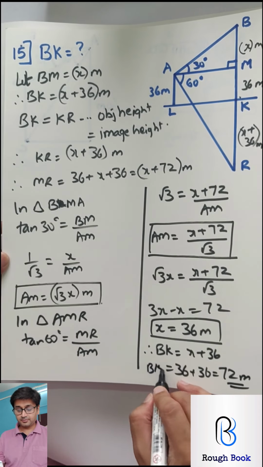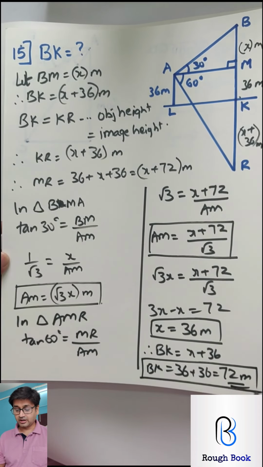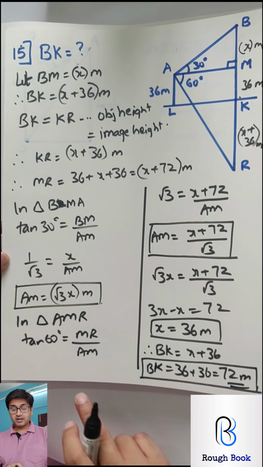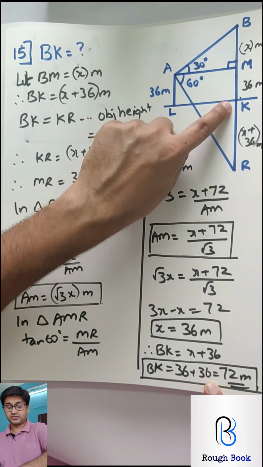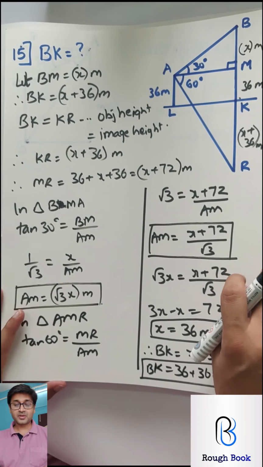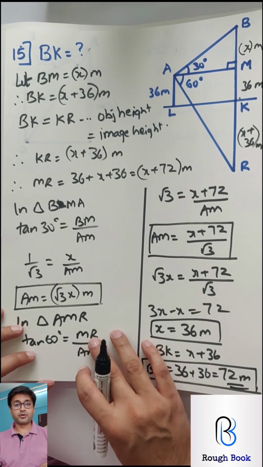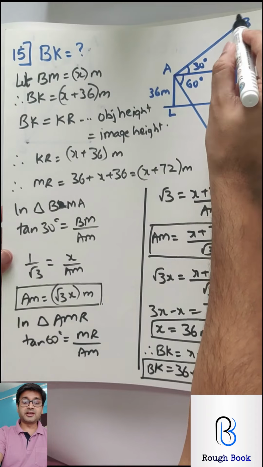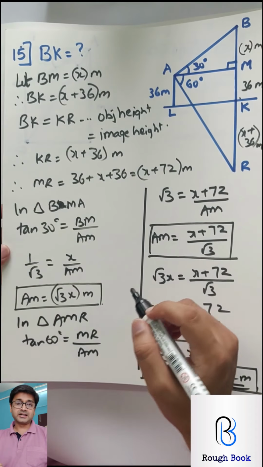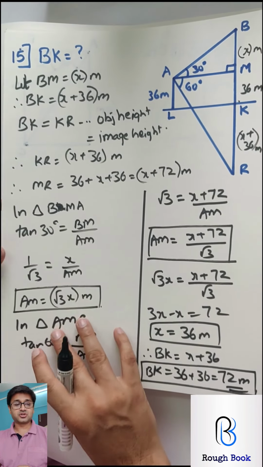So in the end, please write in words. I don't have place, so I'm not writing it, but you should. Therefore, the height of the bird from the surface of the lake is 72 meters. Good question from the exam point of view. Instead of a bird, there can be a cloud also. One of that sum is there in the solved example. You must try it.